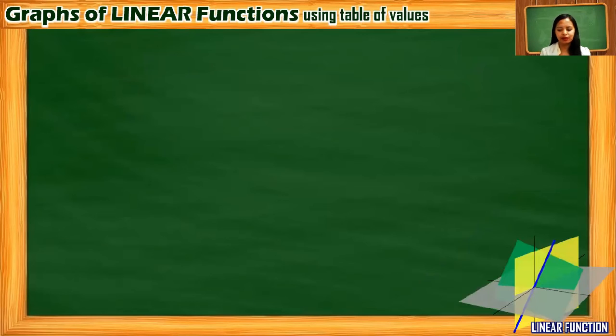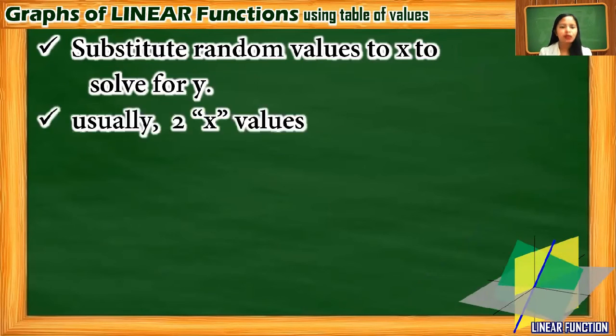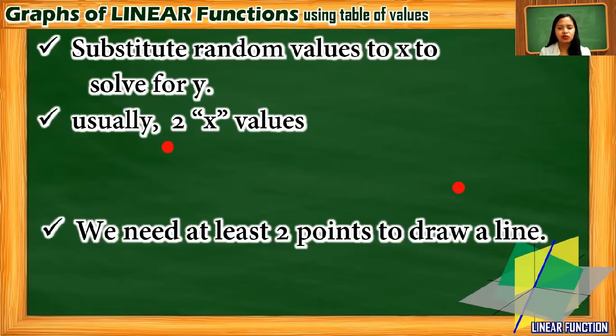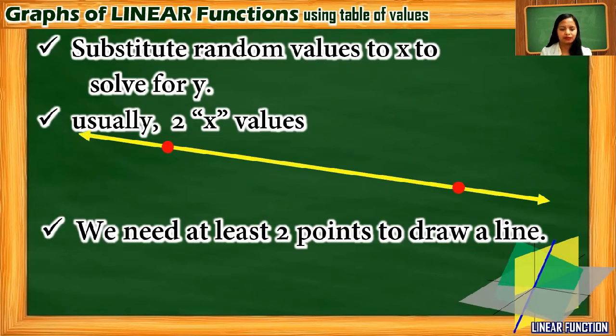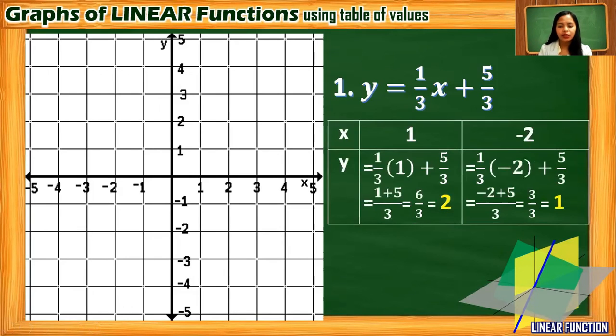So in using the table of values, we need to substitute random values of x to solve for y. Usually, 2 values of x. Because we need at least 2 points to draw a line, just like here in this illustration. For example, we have y is equal to 1/3 x plus 5/3. So first, we need to find the value of x and y. And here, we are supposed to have values of x, 1 and negative 2. So for us to find the value of our y, we substitute this value of x into the function.